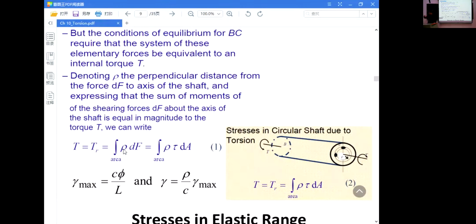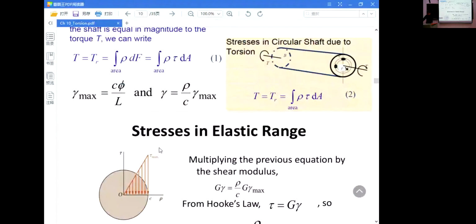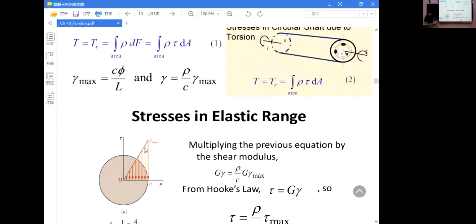In statics, I tell you, the moment is the force times the perpendicular distance. That's all. So the resultant of all the moments of the shear force is T. That's all. It's T.